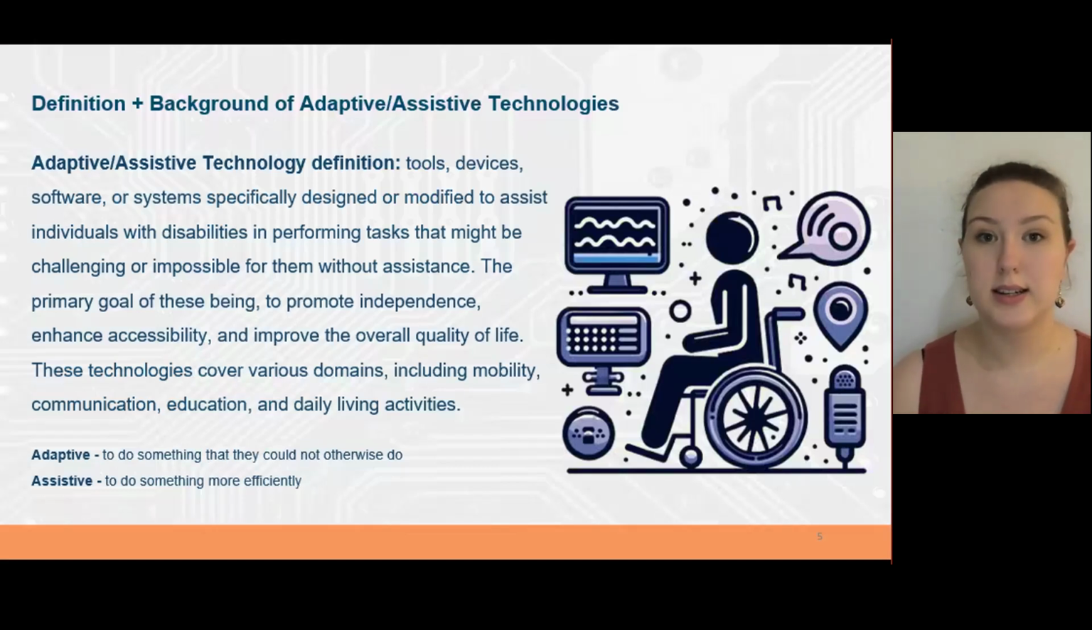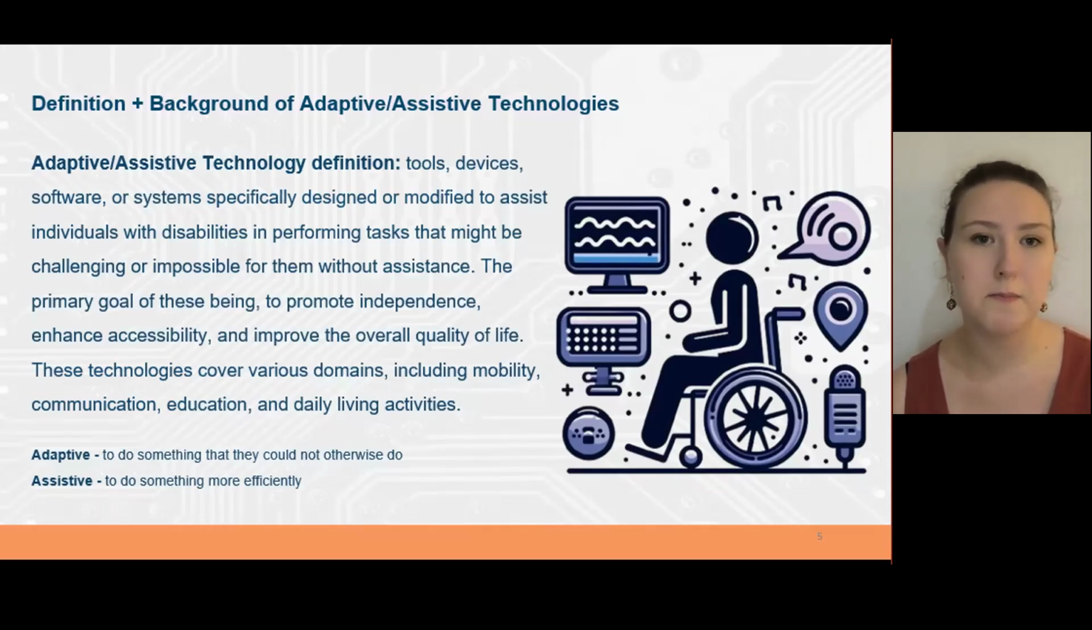So what is adaptive and assistive technology? The definition for this can be any tools, devices, or software, or even systems which are specifically designed or modified to assist individuals with special educational needs, disabilities, neurodiversity, all in various areas, in performing tasks that might otherwise be challenging or potentially impossible for them without this assistance.